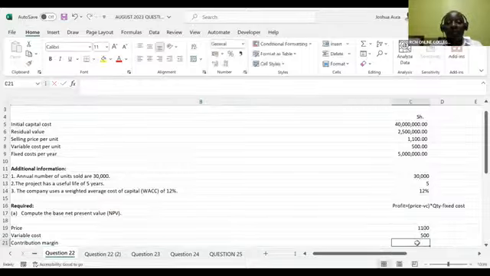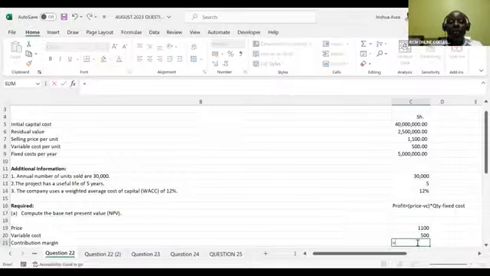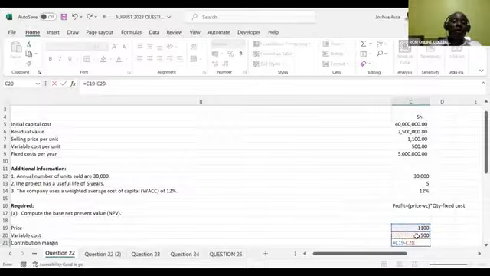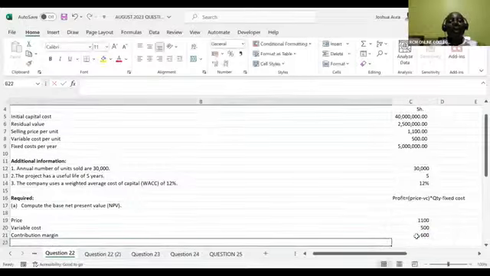Simply come and say tab there. And then you say equals. You pick the selling price minus the variable cost. Enter. Now I've been able to get, ladies and gentlemen, the contribution margin. Contribution margin is the same as contribution per unit.